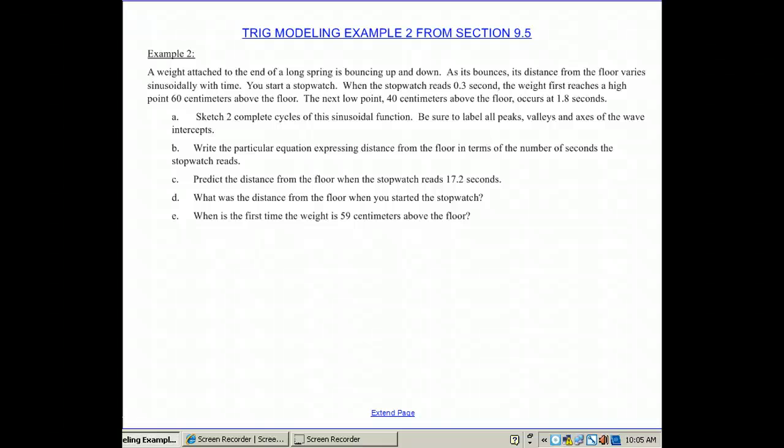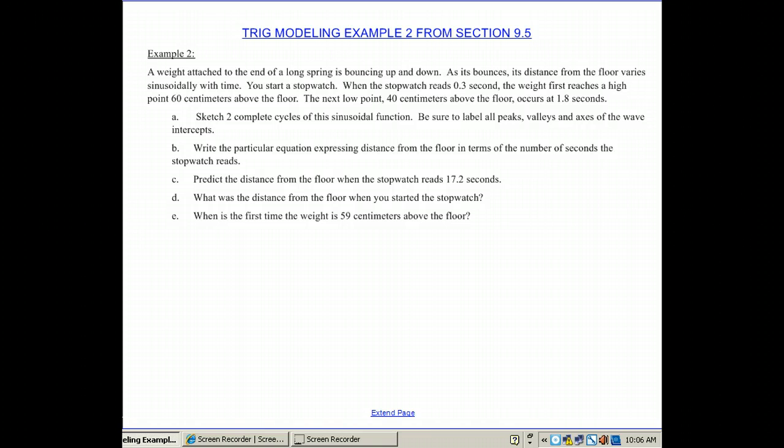Okay, today we're going to talk about the trig modeling example number 2 from section 9.5 in our online textbook. If we read it together, we'll point out the important pieces of information as we go along before we start answering questions. So we have a weight attached to the end of a long spring, and it's bouncing up and down. As it bounces, its distance from the floor varies sinusoidally with time.